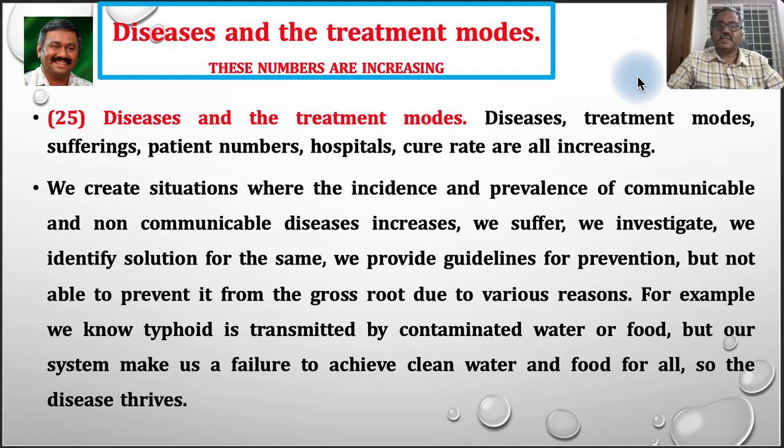Diseases and treatment modes. These numbers are increasing. Diseases, treatment modes, sufferings, patient number, hospitals, cure rate are all increasing. We create situation where the incidence and prevalence of communicable and non-communicable disease increase. We suffer, we investigate, we identify solutions for the same. We provide guidelines for prevention but are not able to prevent it from the grassroots due to various reasons. For example, we know typhoid is transmitted by contaminated water or food, but our system makes us a failure to achieve a clean water and food for all, so the disease thrives.